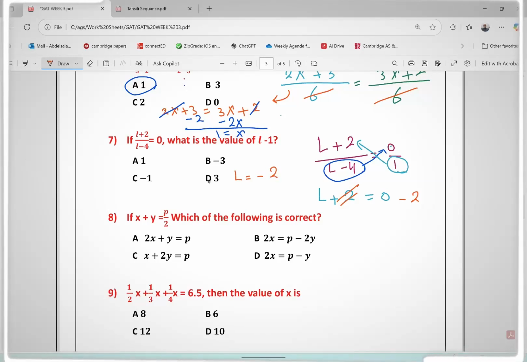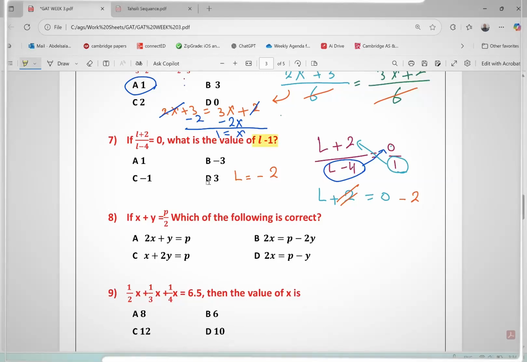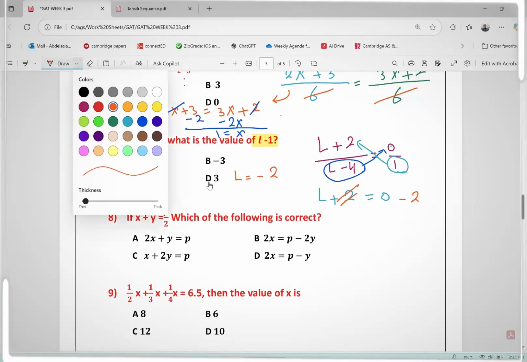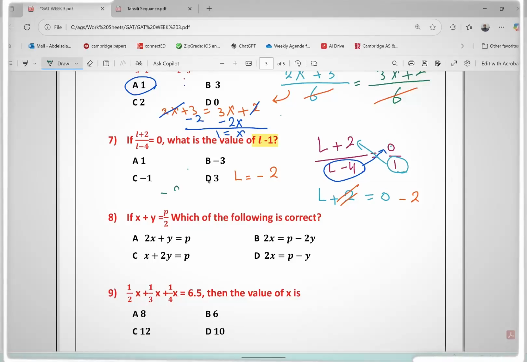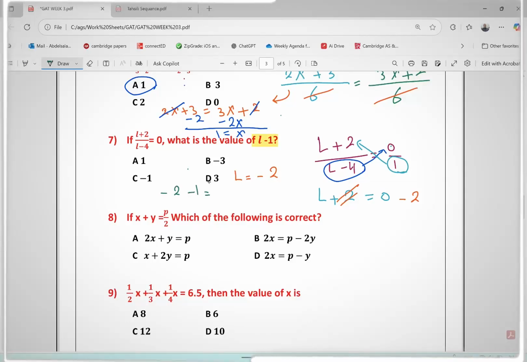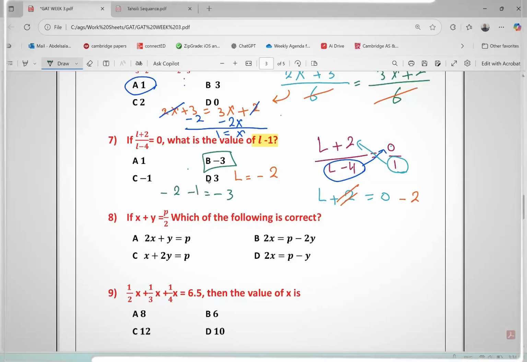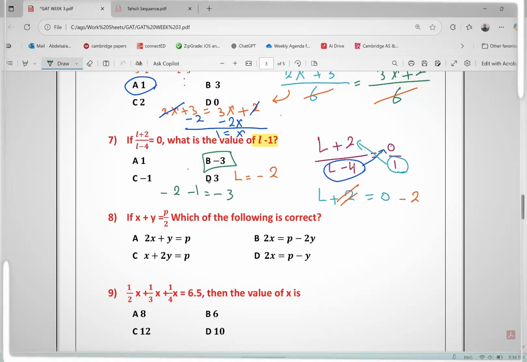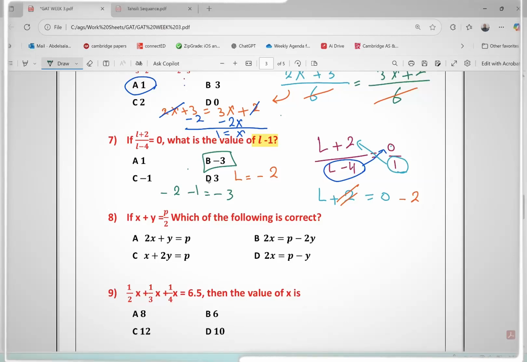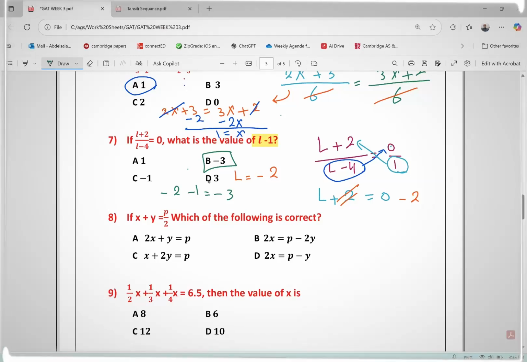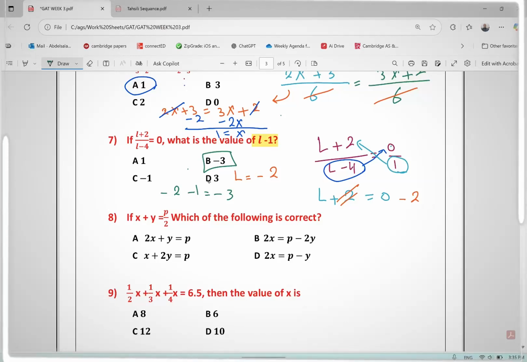Mister, there is no negative 2 in the choices. I will say, take care. He is not asking about L. He said find L minus 1. So now, I have to write negative 2, negative 1, which will be negative 3, letter B. So take care. Sometimes or many times, you have an equation and you have to solve it. And once you got x, this is not the solution. Take care about the question, okay?